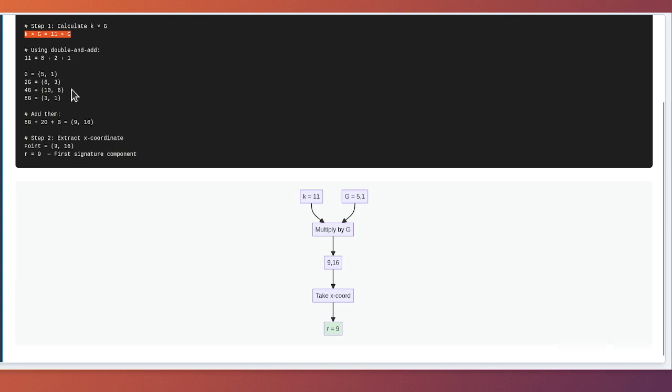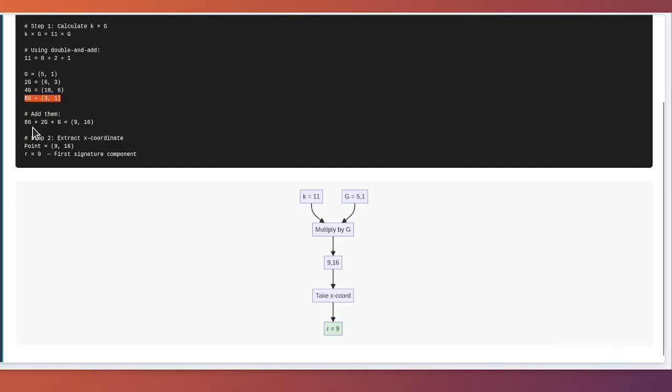Using the double and add algorithm, we break down 11 into powers of 2. In binary, 11 is 1011, which means 11 equals 8 plus 2 plus 1. So, 11g equals 8g plus 2g plus g. We start by calculating powers of 2 times g through repeated doubling. First, 2g equals g doubled, which gives us the point 6, 3. Then 4g equals 2g doubled, giving us 10, 6. Then 8g equals 4g doubled, giving us 3, 1.